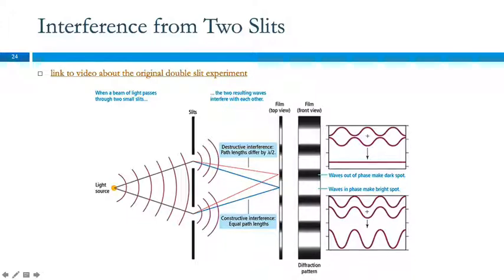So that's something that waves do. Okay? Particles don't do that, but waves do that. Anybody have any questions?